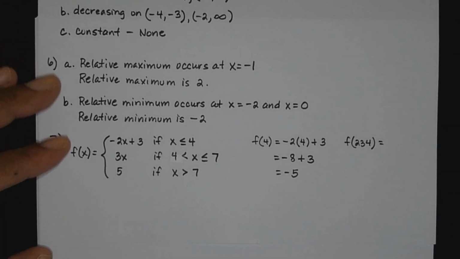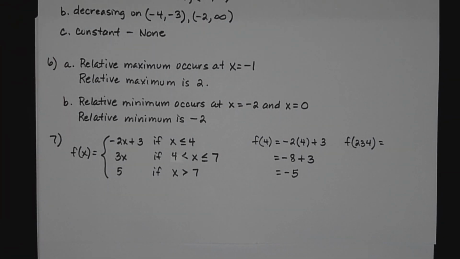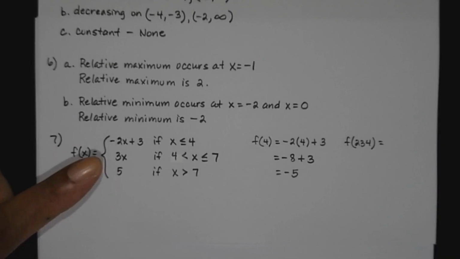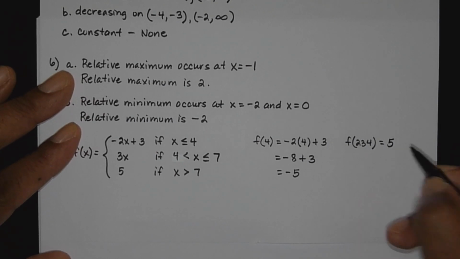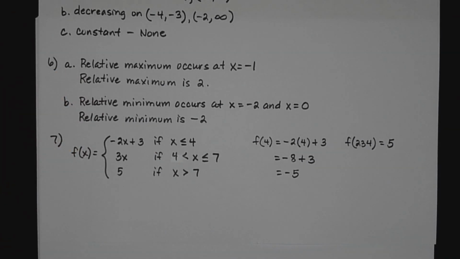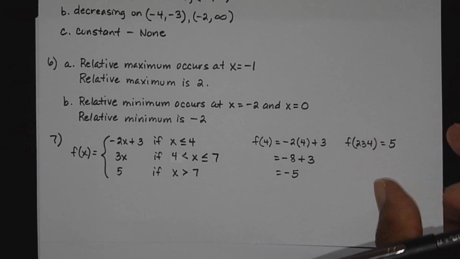Now what about f of 234? So what's f of 234? x is greater than 7, so it'd just be 5. You don't substitute, because there's no x in the 5 for you to substitute. Any questions on number 7? Okay, number 8.